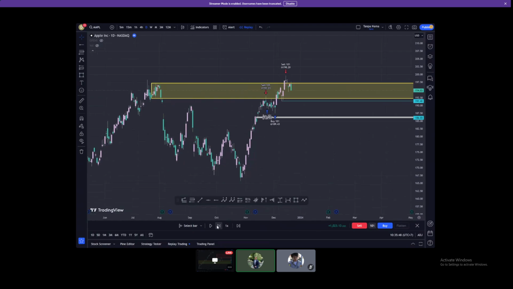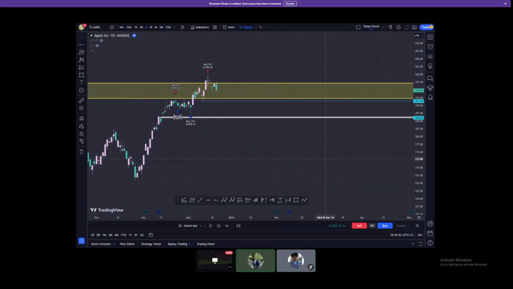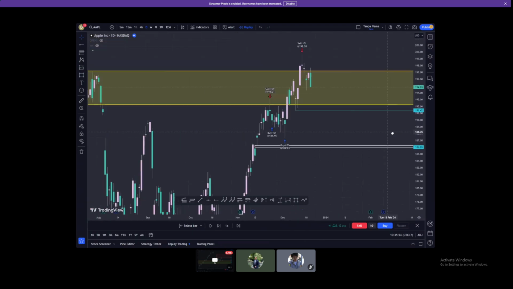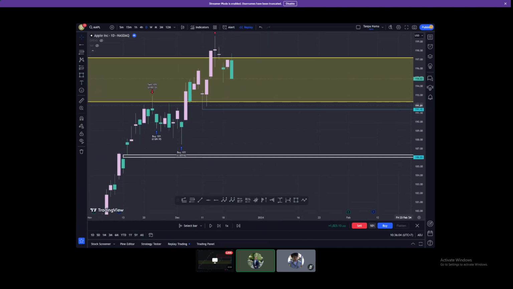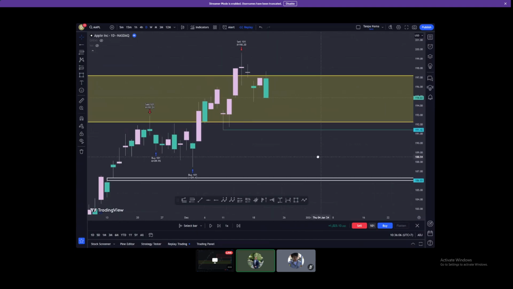Now zoom in. Hold on. Pause. Zoom in. See the inside daily candle? We made an inside daily candle, gap lower, and then the market came up, filled the gap, and then rejected it.